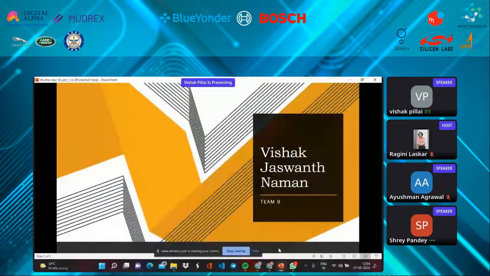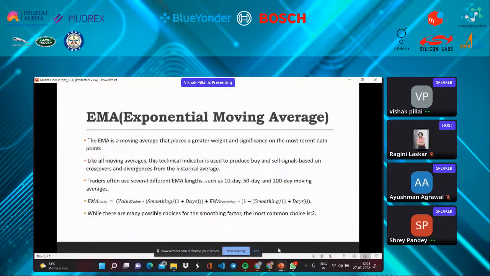Hello everyone, this is Team 9, and here we have made a strategy based on three indicators, which are the exponential moving average indicator, and second, the moving average convergence divergence indicator. Let's move to the idea part. I do not want any explanation on indicators as to what they are. Let's just move to the idea.